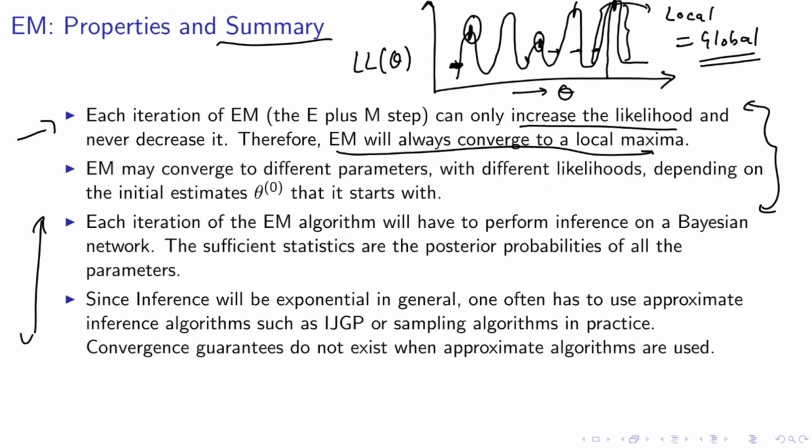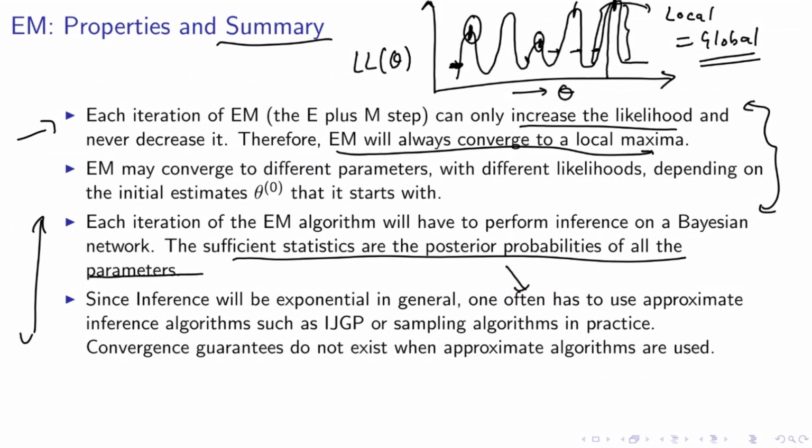The final two points I want to make are, first, that in each iteration of the EM algorithm, we will have to perform inference on the Bayesian network. Okay? And the sufficient statistics that we'll have to compute while performing inference are the posterior probabilities over all the parameters in the Bayesian network. Okay? So this is a hard task, because unless the tree width of the graphical model is small or the graphical model has other nice properties, inference will often be exponential in general.